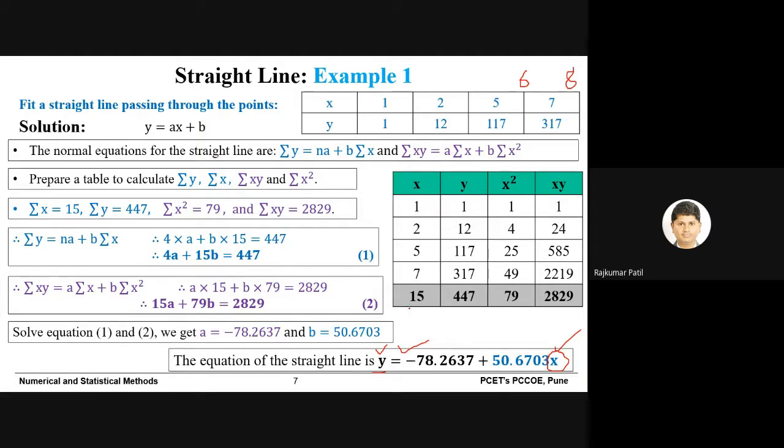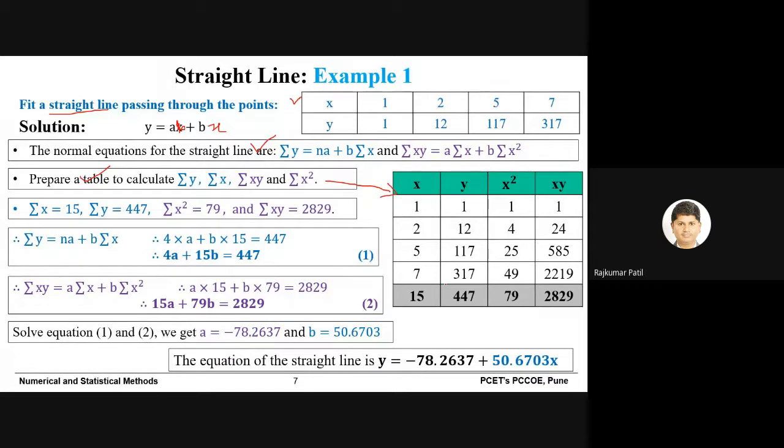for predicting values. Now, briefly, I will summarize this problem once again. The data points are given in the problem and you need to fit a straight line. The equation of the straight line is decided: y is equal to a plus bx. As you fit a straight line, these are the two normal equations in which there are two unknowns. So we prepared the table for the same.